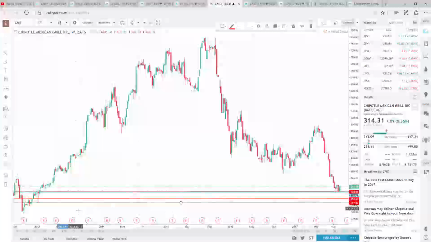And if we really want to, we could set out another bottom, if we really think the stock is going to bottom any further, to around the 250 range.